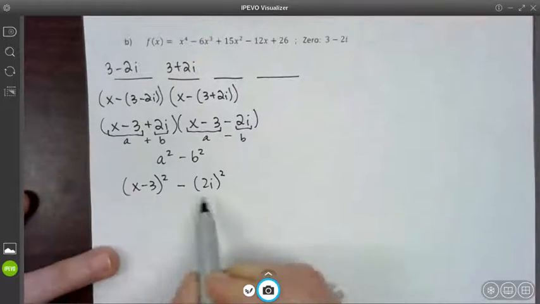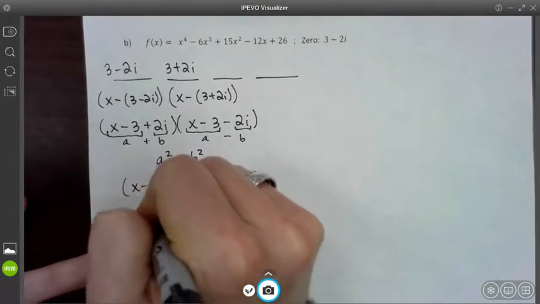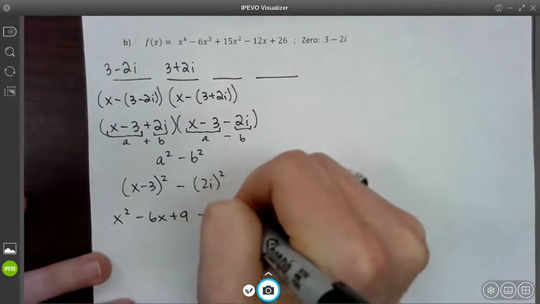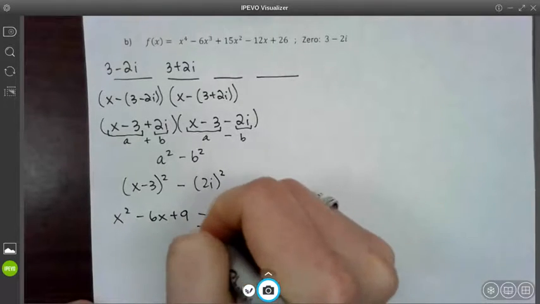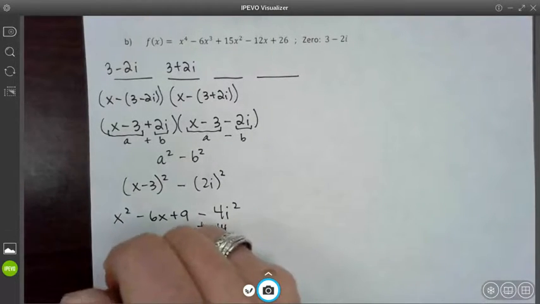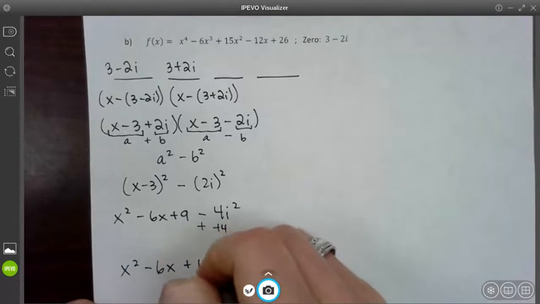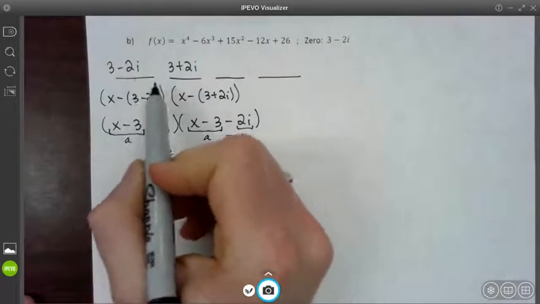And now I could just do this, and I could use my foiling tricks. So this will FOIL to x squared minus 6x plus 9, and then minus, that'll be 4i squared. Well, that's going to be minus what? Negative 4, which will be plus 4. So that's actually going to become x squared minus 6x plus 13. So this is the irreducible quadratic that these two zeros made.